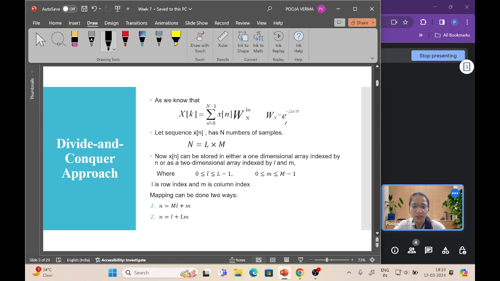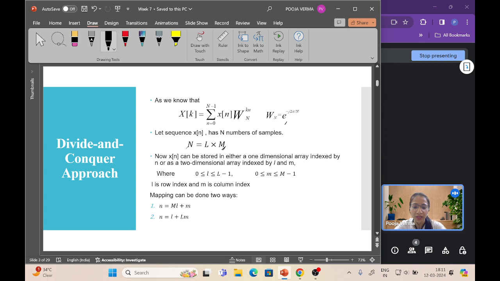As we know, X of k is equal to the summation over n from 0 to N-1 of x of n W_N^{nk}, where W_N is equal to e to the power minus j 2 pi by N. Here, for the sequence x of n, let N be the total number of samples. In the divide and conquer approach, the total number of samples must be factored so that L times M equals N. So the total number of samples is divided into different groups. x of n can be stored either in a one-dimensional array or in a two-dimensional array indexed by l and m, where l varies from 0 to L-1 and m varies from 0 to M-1, where l is the row index and m is the column index.